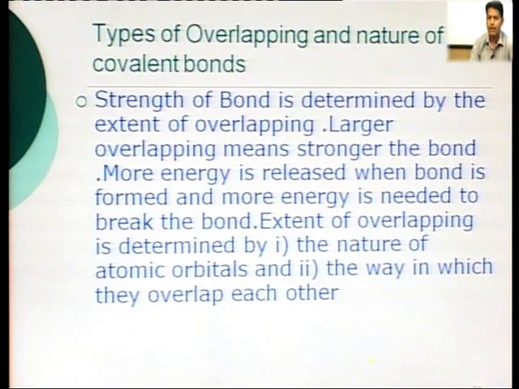Types of overlapping and nature of covalent bonds. Strength of bond is determined by the extent of overlapping. Larger the overlapping means stronger the bond, more energy is released when the bond is formed and more energy is needed to break the bond. Extent of overlapping is determined by the nature of atomic orbitals and the way in which they overlap each other.